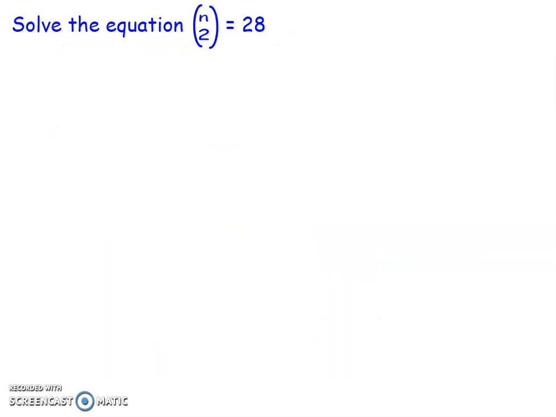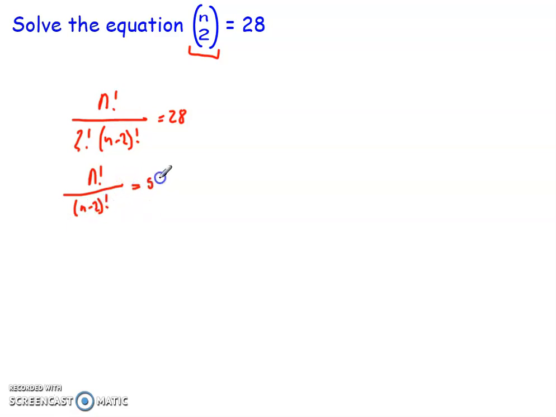So the first question, solve the equation nC2 equals 28. Well, the first thing we have to do is take the left hand side and expand it. So we get n factorial over 2 factorial times (n minus 2) factorial equals 28. So take the 2 factorial over there, because 2 factorial is just 2. We end up getting n factorial over (n minus 2) factorial equals 56.